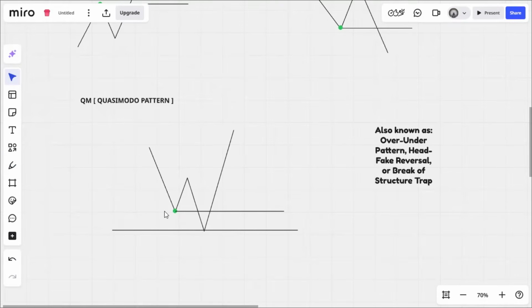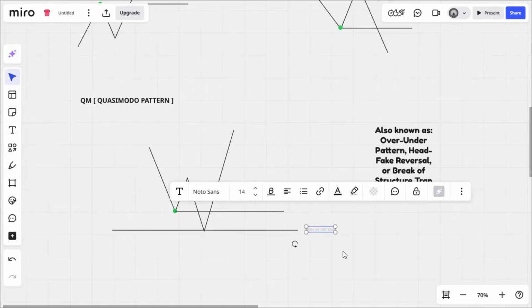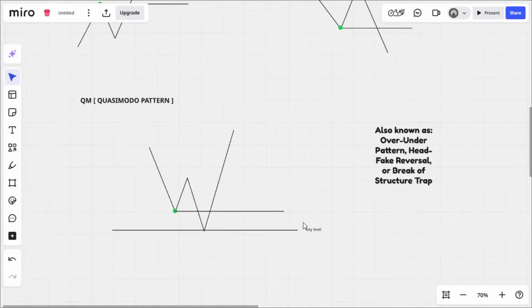So first thing, when you're looking for a QM, you need to have a key level. You must have a key level. So this is going to be our key level right here. And that key level must be induced. Induced means you must have a clear liquidity point above or below this key level. In this bullish scenario, I must have a liquidity point above this key level. So that means this key level is induced. You must have an induced key level when you are looking for a QM.